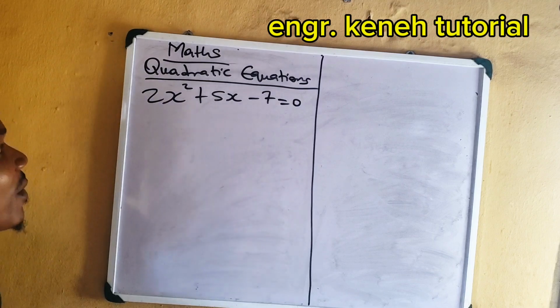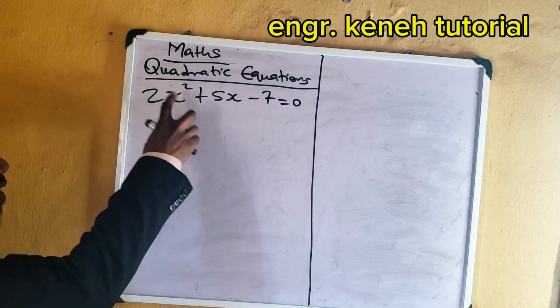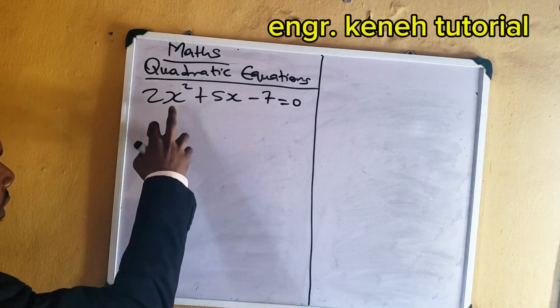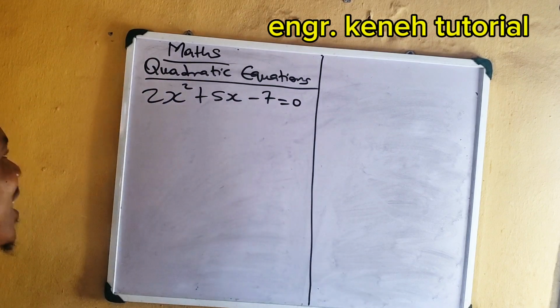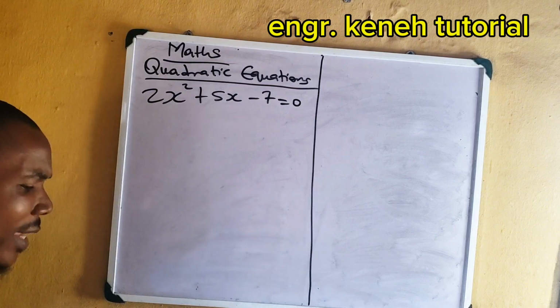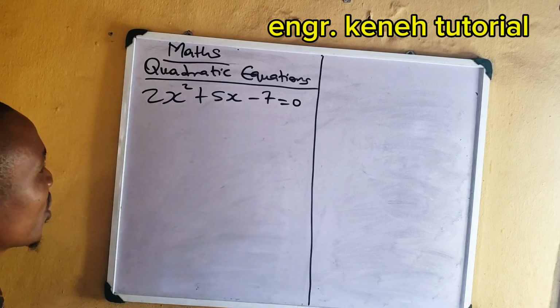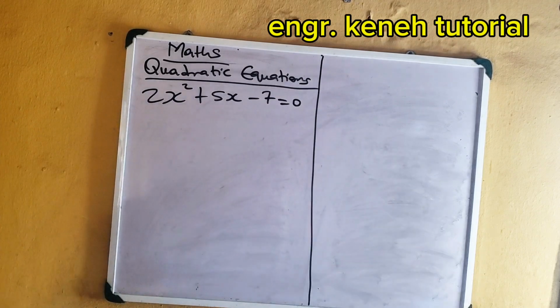2. If it does not have an unknown raised to power of 2, that means it is not a quadratic equation. Every quadratic equation must have at least one of the unknowns raised to power of 2. That is why it is called a quadratic equation. Like I said, we have many methods of solving that, but we want to start with the factorization method. So let's start.